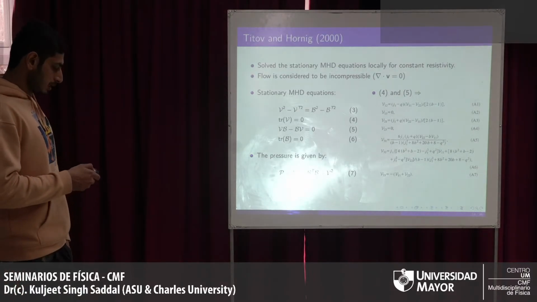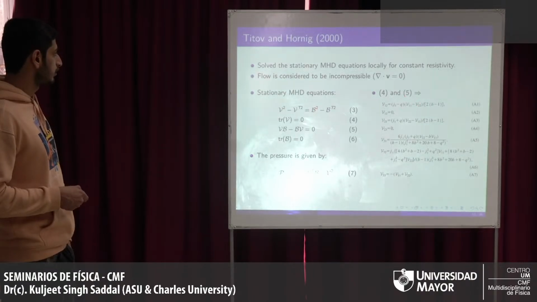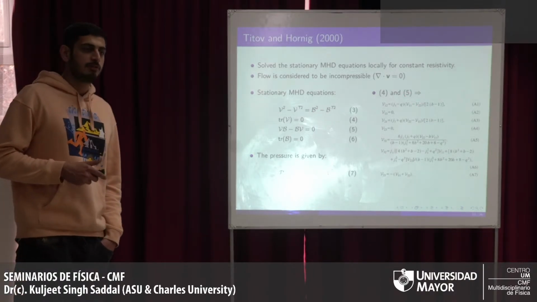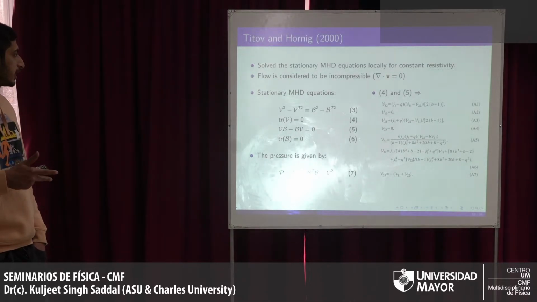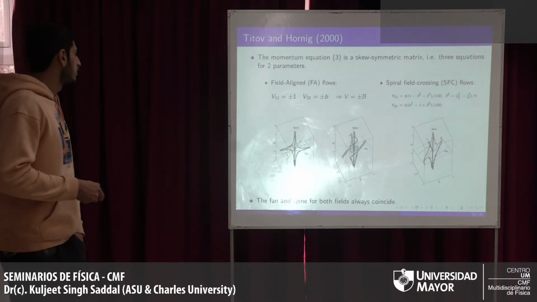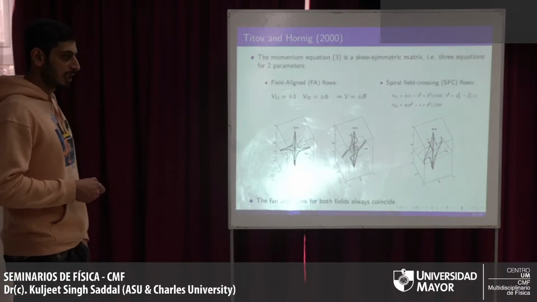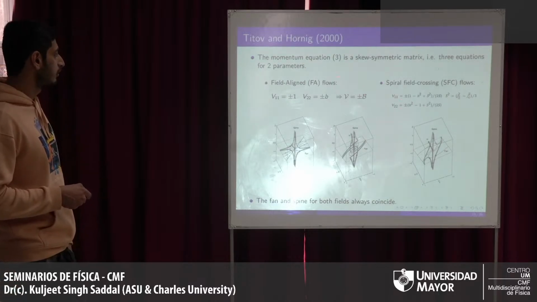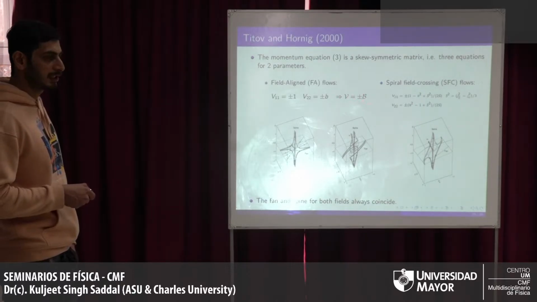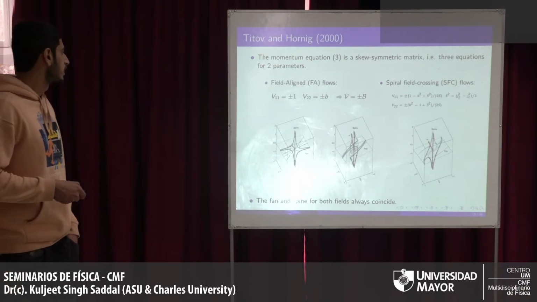Okay. So once you have this prescription, you can substitute in the momentum equation. The momentum equation is an antisymmetric matrix in 3D, so that means it will have 3 independent components. So 3 equations for 2 parameters, and these are the solutions they obtain. The first solution is the trivial case where the V matrix is plus minus the B matrix. So the velocity field is always parallel to the magnetic field.